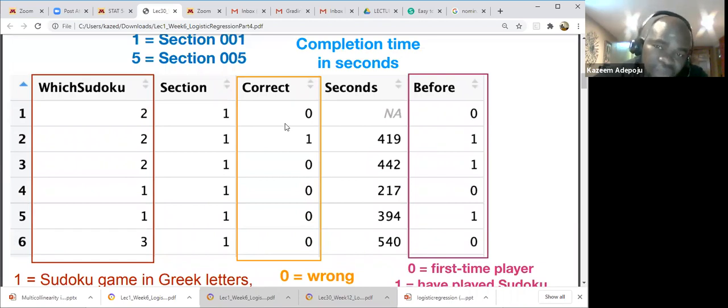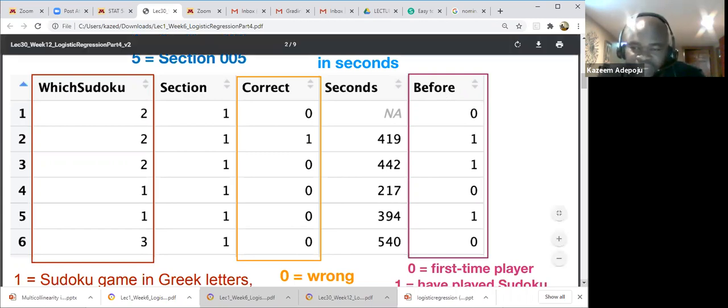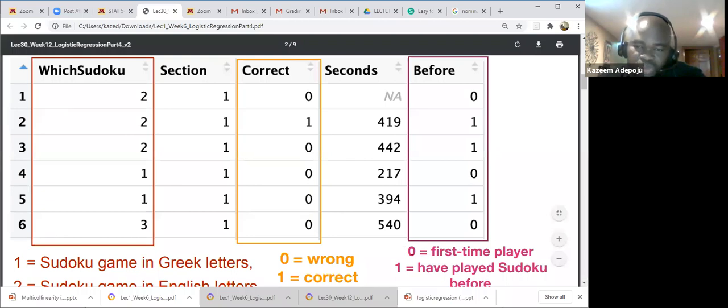So it's categorical. What I have right here is the number of seconds it takes a particular individual to formulate the combination. The first person here is not available, but the second person used 419 seconds to work with the combination. There is also a variable on whether the player has knowledge of the game. Those who are first-timers, who haven't played Sudoku before, we code as 0, and those who have played Sudoku before, we code as 1.